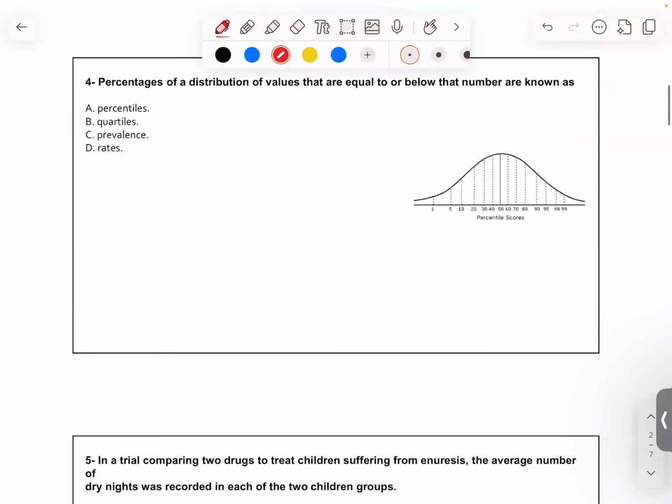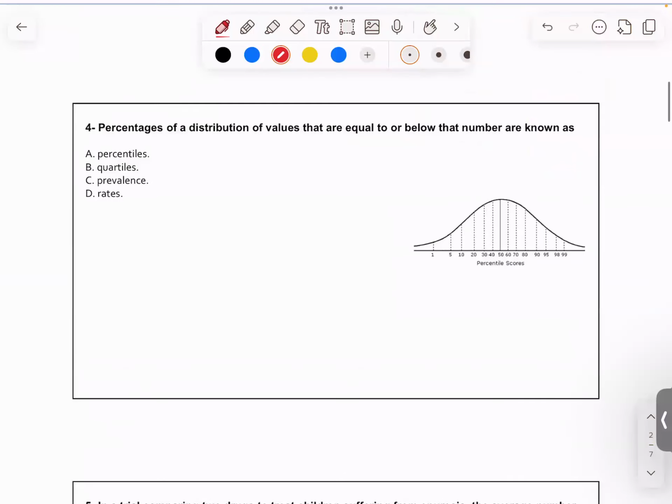Okay, let's proceed. Percentages of a distribution of values that are equal to or below that number are known as A, percentiles, B, quartiles, C, prevalence, D, rates. Okay, what's the answer here?